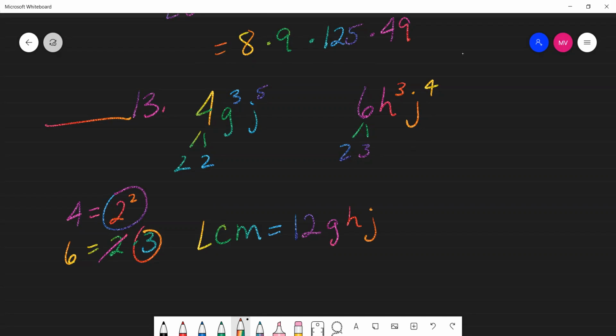All right, so G, we have a G cubed, and that's our only G, so G cubed goes in there. It looks like we have J in both, so you find which J has the larger exponent. Well, that's J to the 5th, so that's the guy we're going to include here. And then you have H cubed. It only exists in one, so you don't have to compare and pick the larger of the two. Just bring that one down into your least common multiple. And then that gives your answer. It's 12 G cubed H cubed J to the 5th.